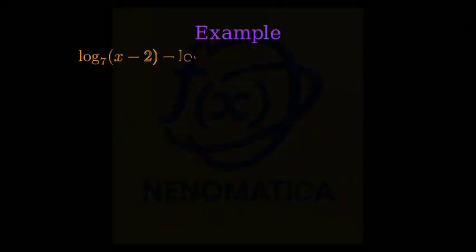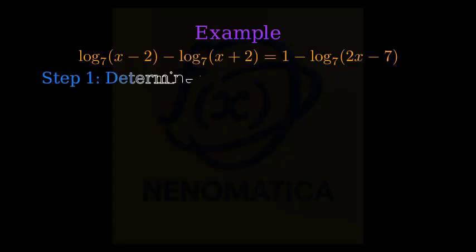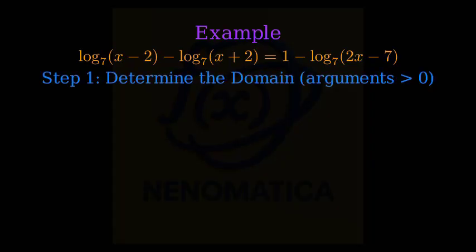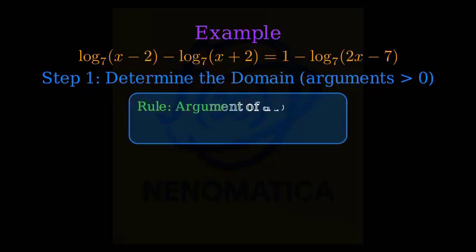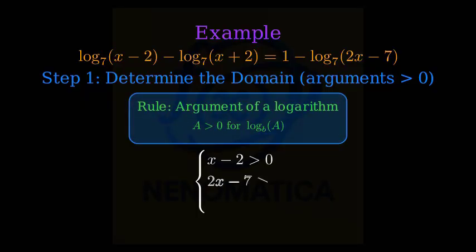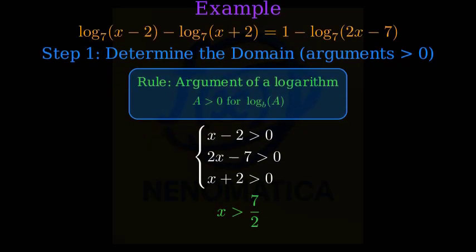Example. Solve the logarithmic equation exactly following the shown steps. Step 1. Determine the valid domain of the equation. The argument of every logarithm must be positive. So we write x minus 2 greater than 0, 2x minus 7 greater than 0, and x plus 2 greater than 0. Solving gives x greater than 7 over 2 as the most restrictive condition.